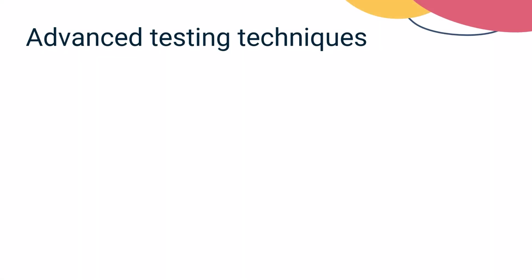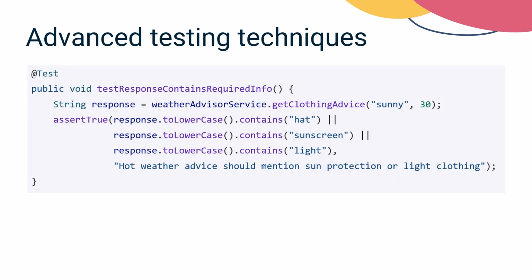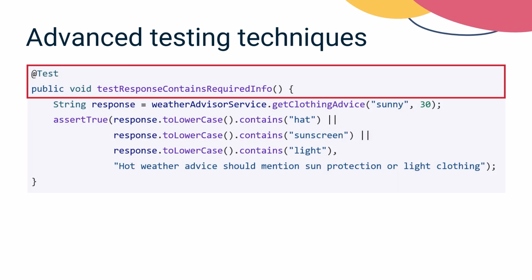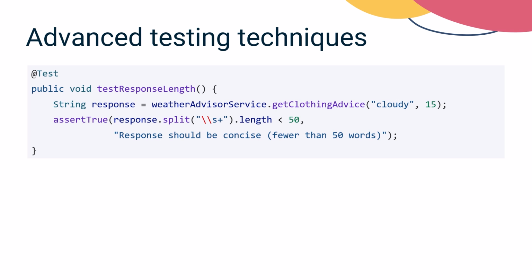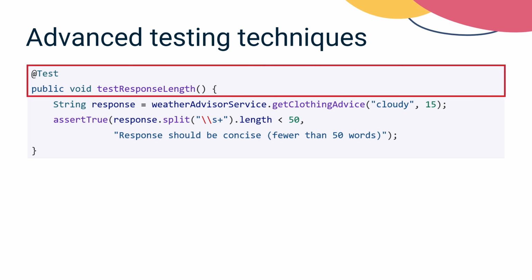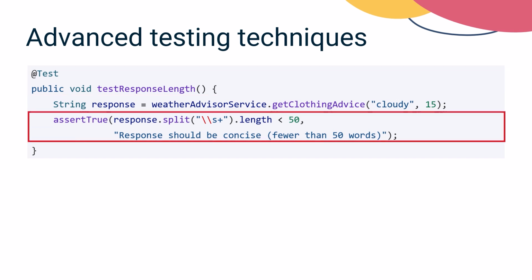You can also implement advanced testing techniques. Sometimes, you need to validate that AI responses contain the required information, so you use content validation testing. In this code snippet, the test checks that the AI response to hot, sunny weather includes key terms such as hat, sunscreen, or light, ensuring the advice contains relevant information. Another advanced technique includes ensuring responses aren't too long. In this code snippet, we've used response length testing. This ensures that AI responses are concise by checking that the output contains fewer than 50 words.